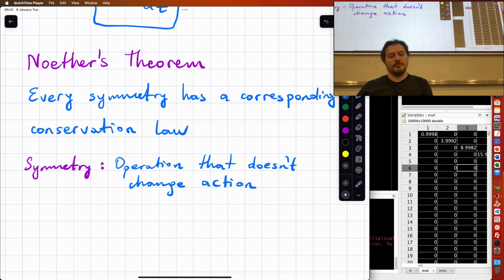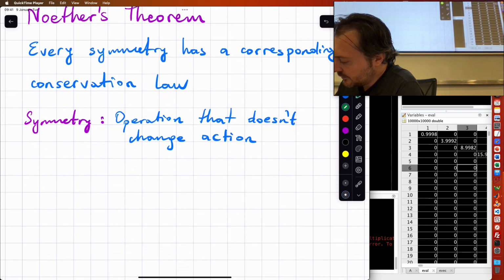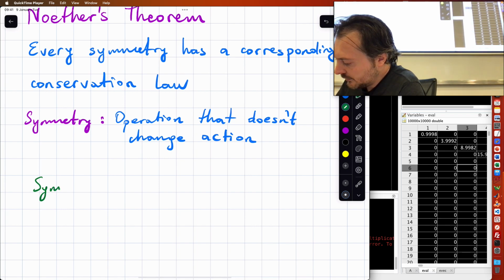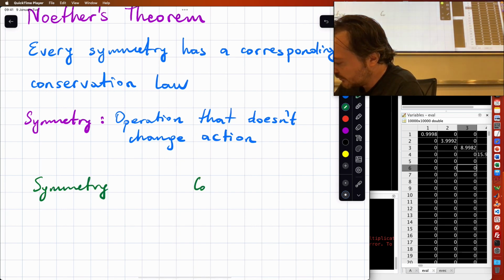Let me give you examples. So I will write here symmetry, and I will write here conservation law.